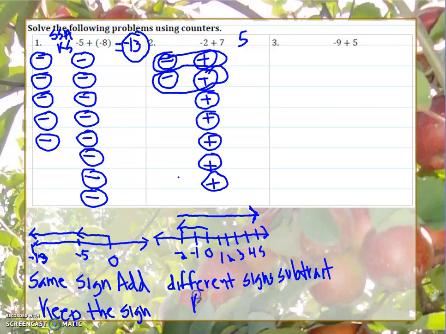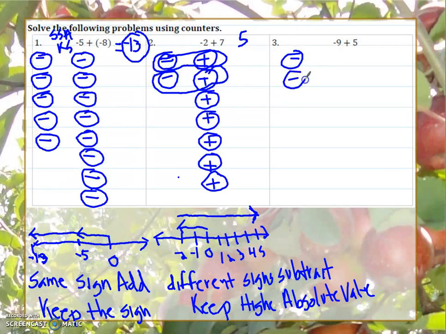And keep higher absolute value. So different signs subtract, keep higher absolute value. So if we did 7 minus 2, we'd get 5. This one, the absolute value of negative 2 is 2. The absolute value of 7 is 7. 7 has a higher absolute value, and its sign is positive. So it's positive 5. Okay, let's take a look at number 3.